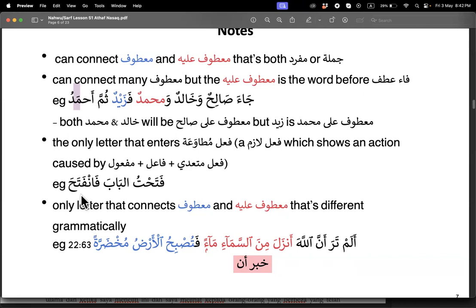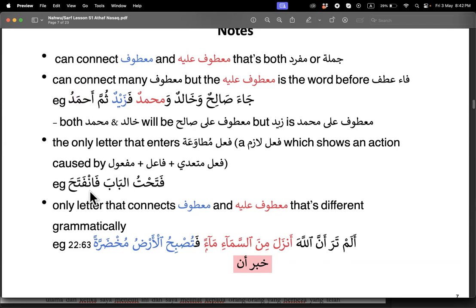Fanfataha. What kind of fi'il? This one fi'il amar. What's the root letters? Fataha. What's the family marker? Nun sukun. So what family is this?